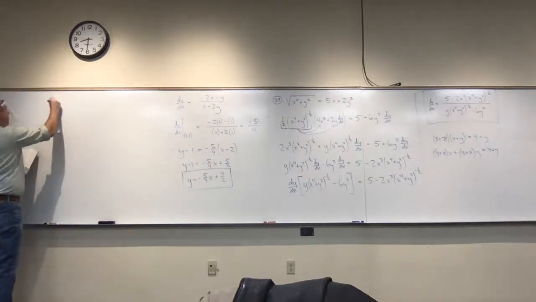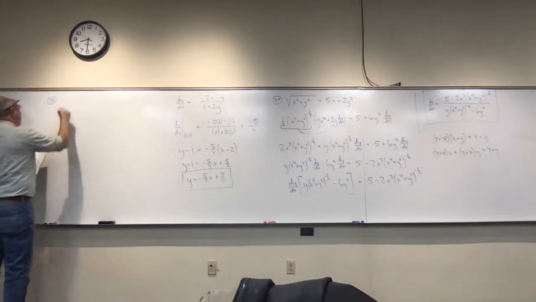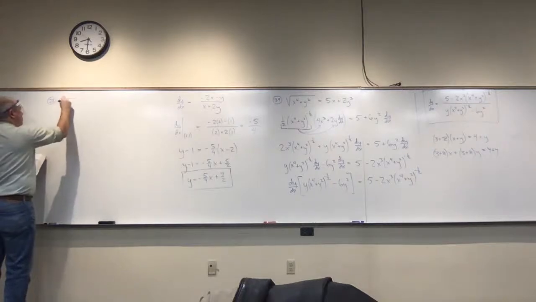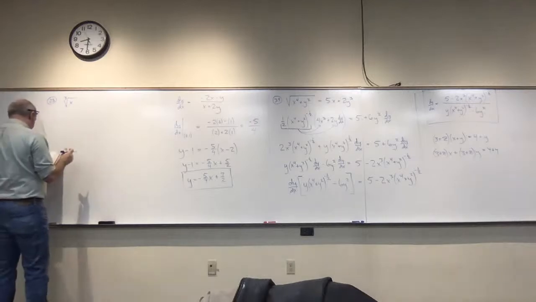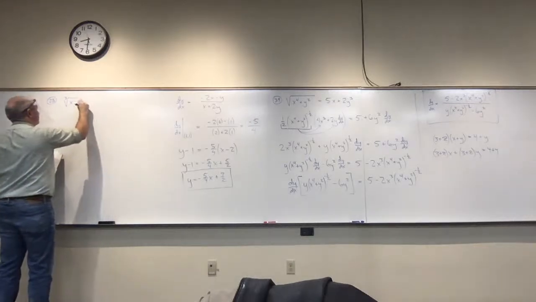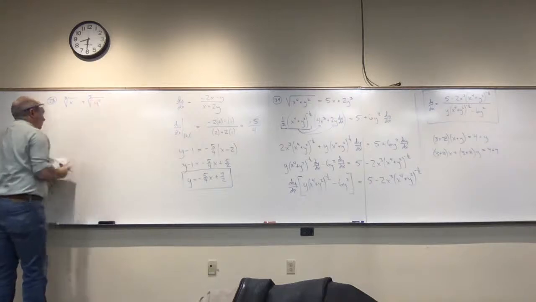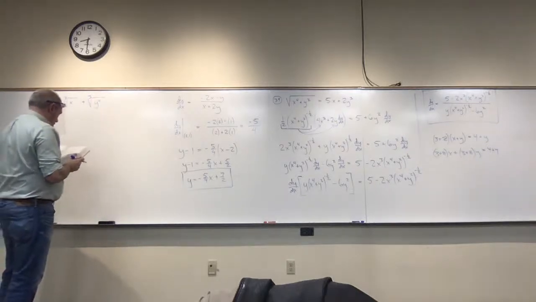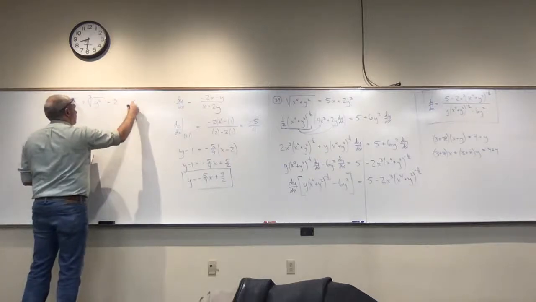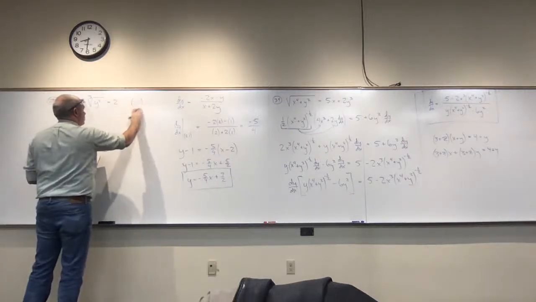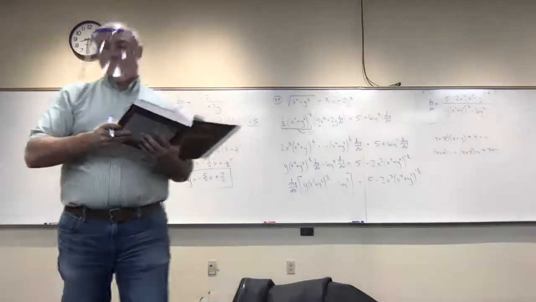So number 23, we have the cube root of x plus the cube root of y to the fourth is equal to 2. And then the point we want to use is (1, 1).